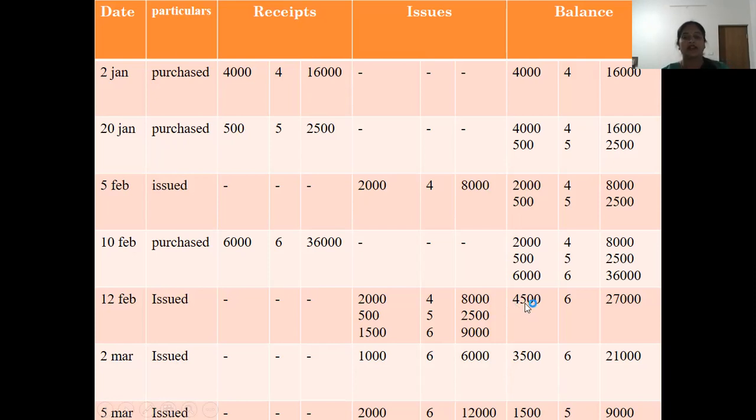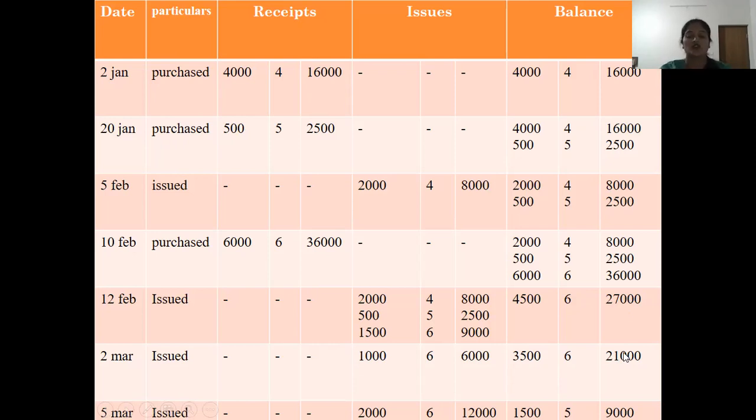4,500 is the balance. Out of 4,500 we can issue 1,000 to the production department. Now out of 4,500 you have issued 1,000. What is the balance with us? 3,500 is the balance remaining with us. Okay, now 3,500 and the rate per unit is 6, and out of the amount 27,000, 6,000 was issued. What is the balance we have? That is 21,000 is the balance.